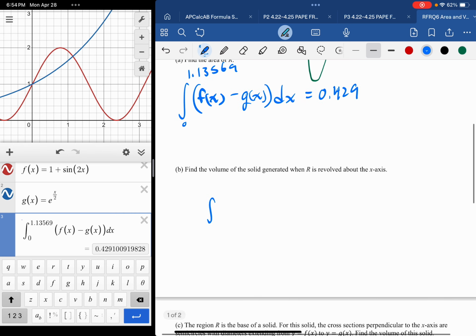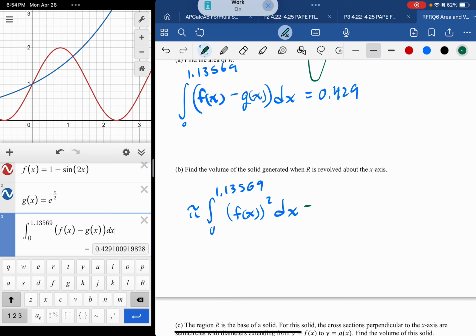We have the integral from 0 to 1.13569 of f of x squared. That's the radius. And don't forget your pi. So that one right there is the volume of the outer function. It's the bigger volume.